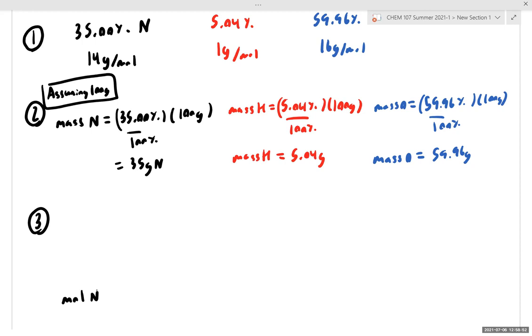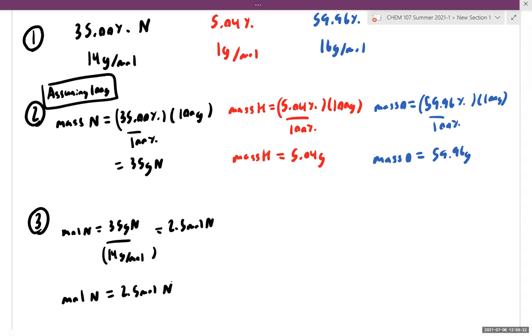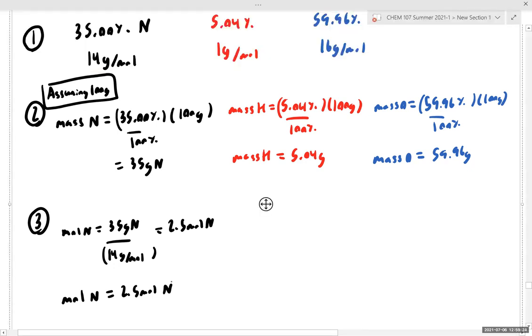So we have a calculated mole value of 2.5 moles of nitrogen. This was obtained by taking the mass of nitrogen, which is 35 grams of nitrogen, over the molar mass, which is 14 gram per mole. That in turn gives us 2.5 moles of nitrogen. Okay, what about hydrogen and oxygen? Would anyone like to share their calculated values for hydrogen and oxygen?